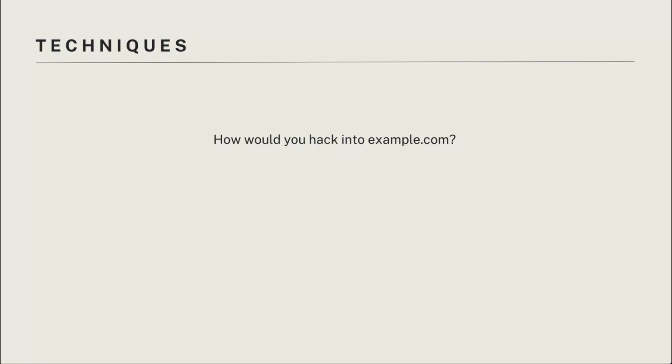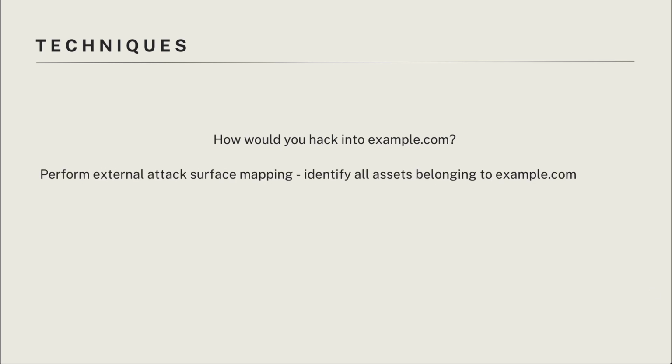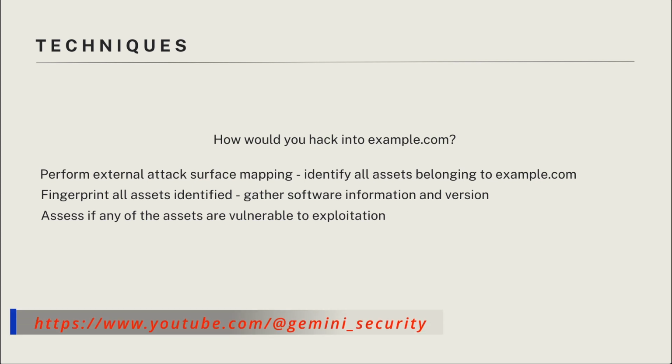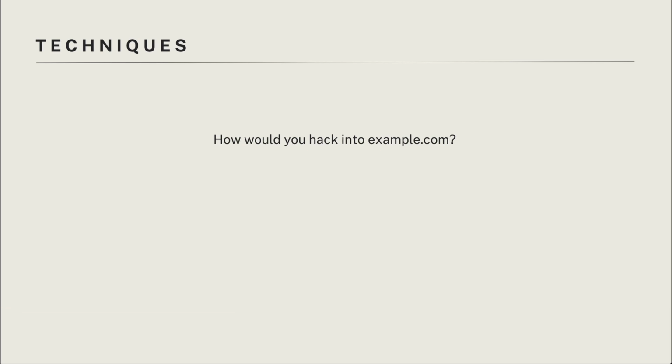Do you know that this is actually quite a common interview question? For example, how would you hack into example.com? This is what I would do. First, perform external attack surface mapping with the goal of identifying all assets belonging to example.com, such as domains, subdomains, IP addresses, and its associated servers, web applications, API endpoints, and whatever there are exposed on the internet. Then I will attempt to fingerprint the software used and its version, and document all of it in an Excel spreadsheet. I will then assess if any of the assets are vulnerable to exploitation, either from a publicly known CVE or manual exploitation. If this doesn't work, then I will move on to phishing.